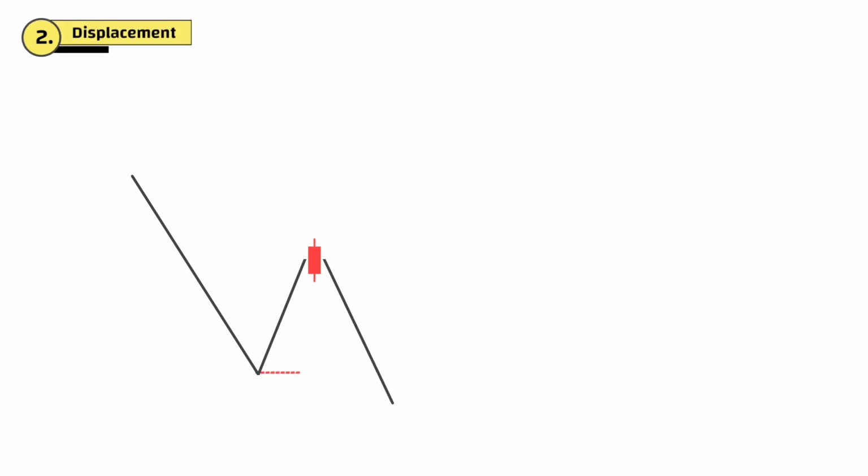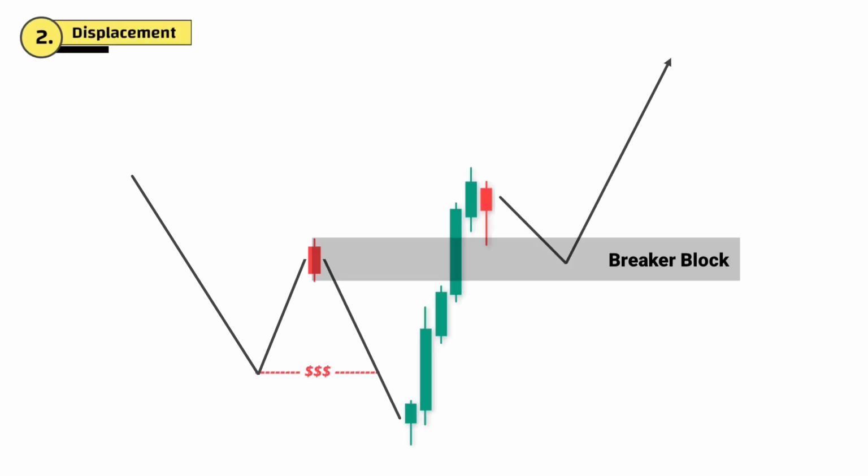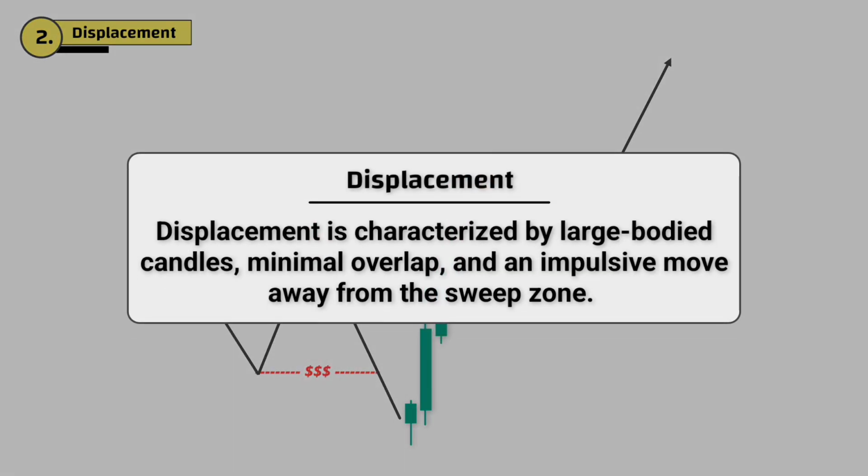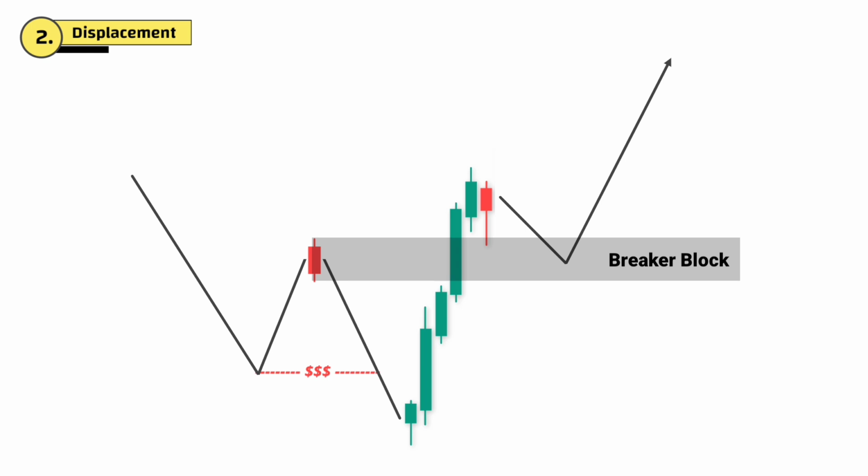After the liquidity sweep, there must be strong displacement. Displacement is characterized by large-bodied candles, minimal overlap, and an impulsive move away from the sweep zone. Weak, overlapping candles indicate indecision and reduce the probability of a valid breaker. Displacement must break a structural level, not just create a reaction. The move should clearly violate the prior swing high in a bullish breaker or the prior swing low in a bearish breaker. Without displacement, there is no confirmation of order flow change.